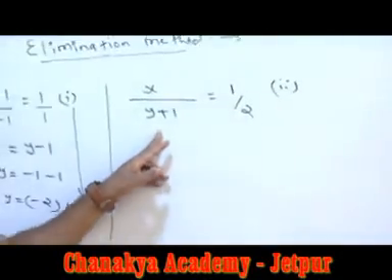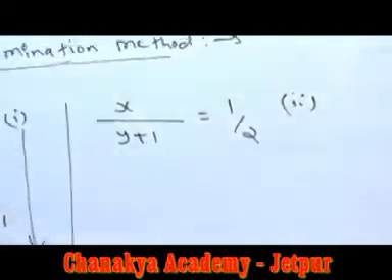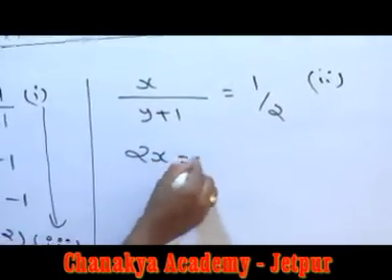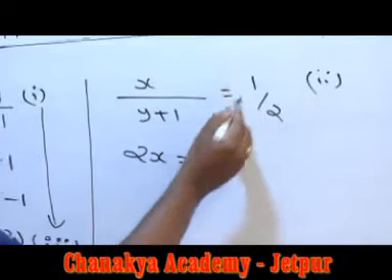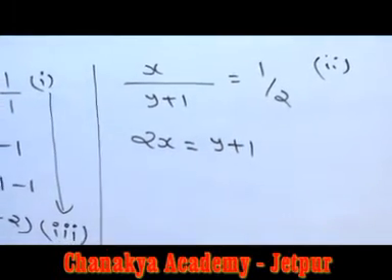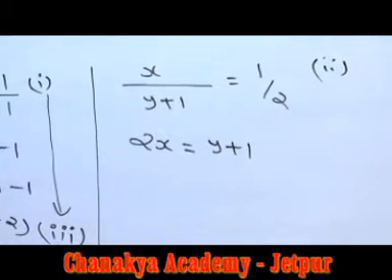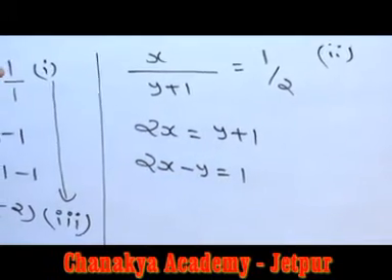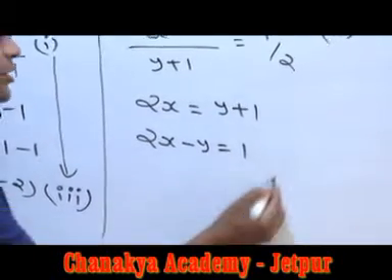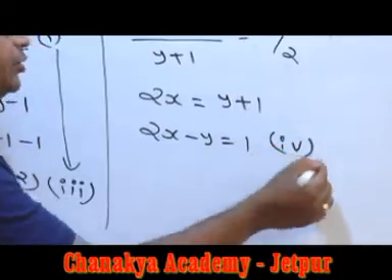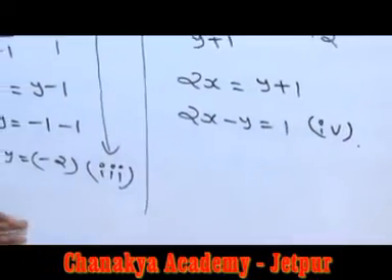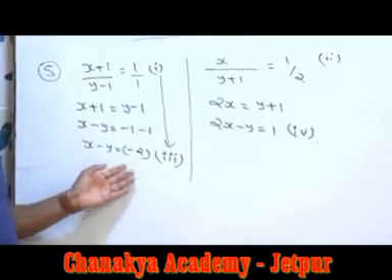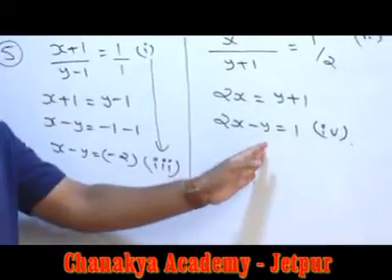Okay students, now again we have to simplify the second equation also. Cross multiplying, 2 into x gives 2x, and y + 1 into 1 gives y + 1. Taking variables on LHS and constant on RHS, 2x - y = 1. Now our equation gets completed, which we can mark as equation number 4. Equation 1 and equation 2 were given in the question, but we have achieved the next two equations, that is equation number 3 and equation number 4.